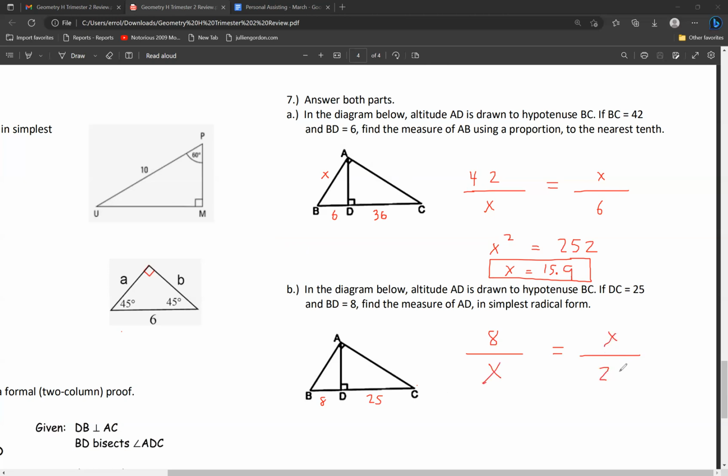Okay, so you're saying BD over x, where x is AD. 8 over x equals x over 25. Yeah. So then x squared equals 8 times 25, which is 200. Is that right? Yeah. So x equals what's the biggest perfect square that goes into 200? 100. Exactly.